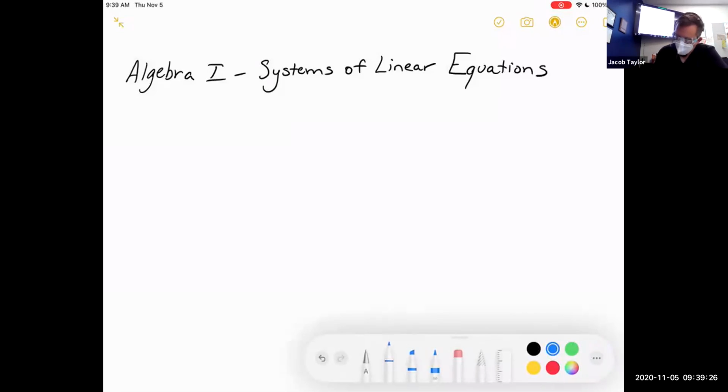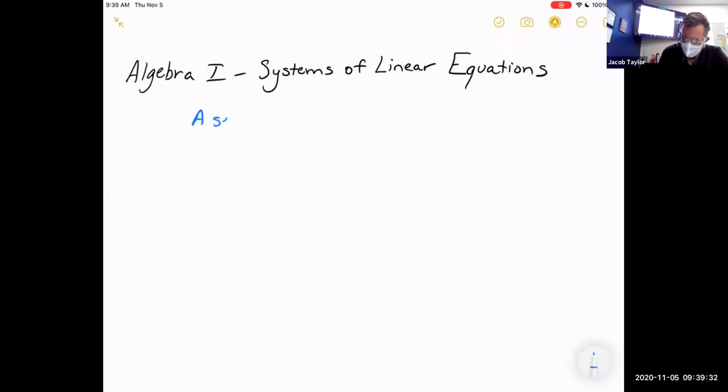So we would define a system of linear equations as a set of linear equations that have the same variables.